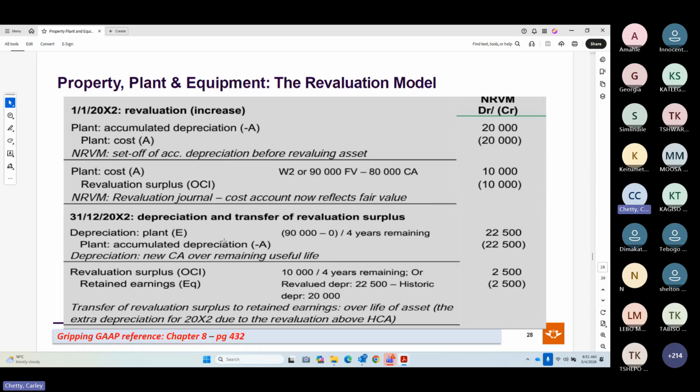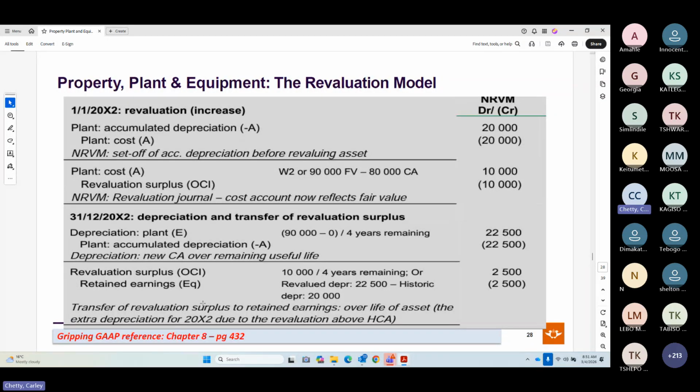Remember step 4, we took the fair value of 90,000 minus the residual value of 0 divided by the remaining useful life of 4 years. So we are going to debit depreciation plant with 22,500 and we are crediting plant accumulated depreciation with 22,500. So this is the depreciation. We are taking the new carrying amount, which is our fair value of 90,000, and we are dividing it over the remaining useful life of 4 years.